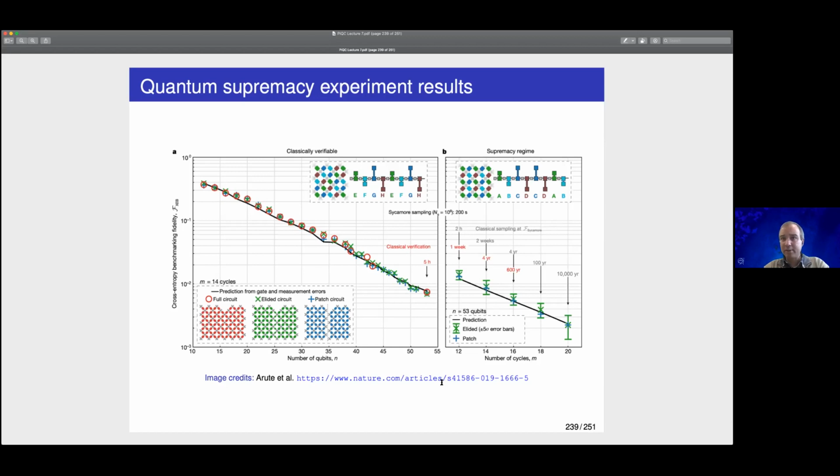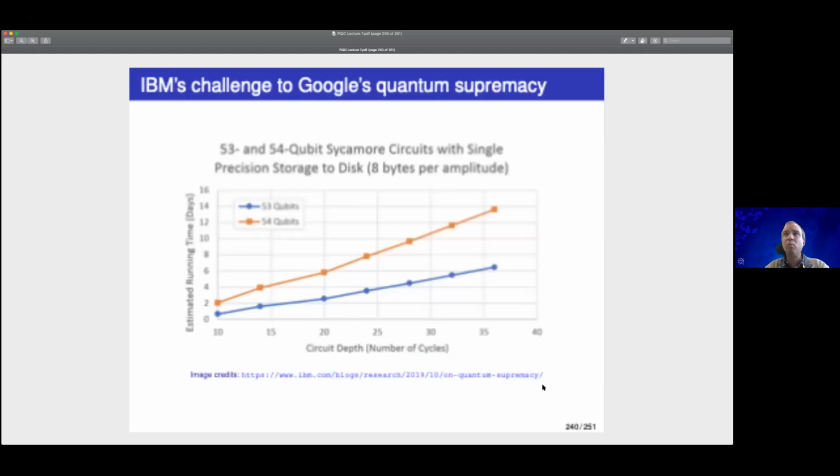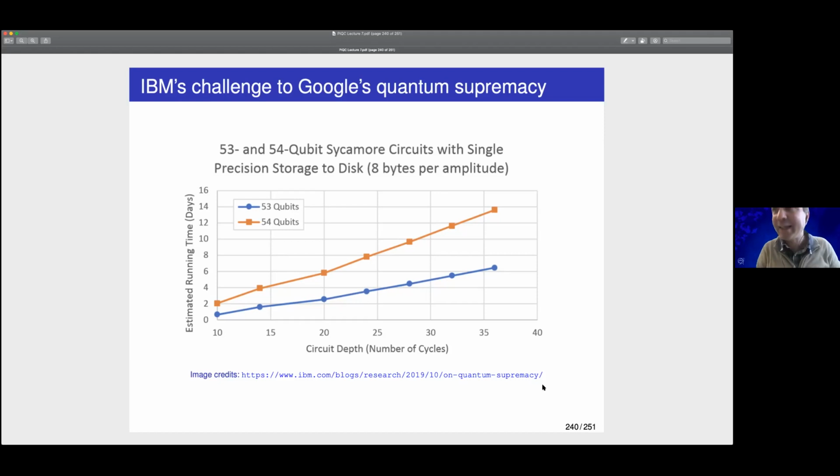The article is quite easy to read. There is also this other article that I have linked here that explains this idea of the cross entropy, the Porter-Thomas distribution and all that. And I think if you are interested in this, you will be able to read it and understand a lot of what is going on. But I want also to mention this challenge that IBM posed to this quantum supremacy achieved by Google.